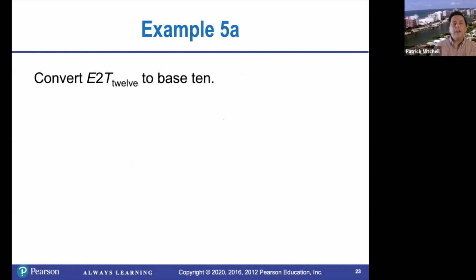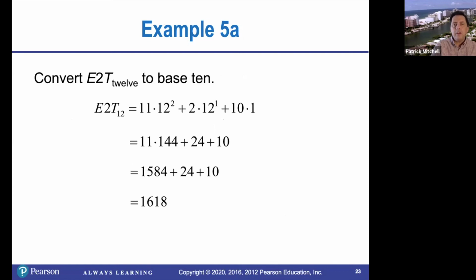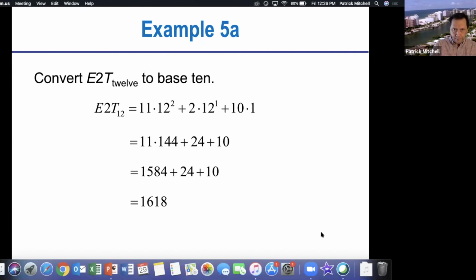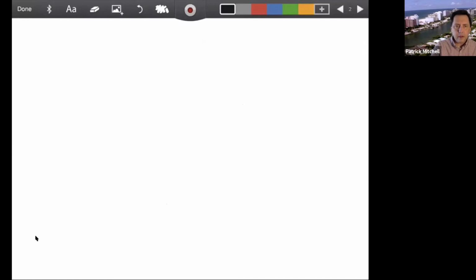All right, converting a base 12 number into base 10 is easy. Just remember that your base 12 place values are 1, 12 to the first, and 12 to the second. It might be helpful if I switch back to the tablet. They did not show quite as much work on this one. Okay, now let's see. It was E2T, wasn't it? Yes, it was.